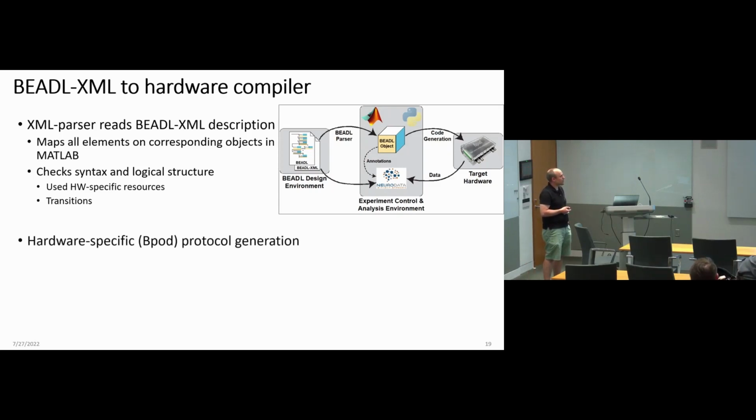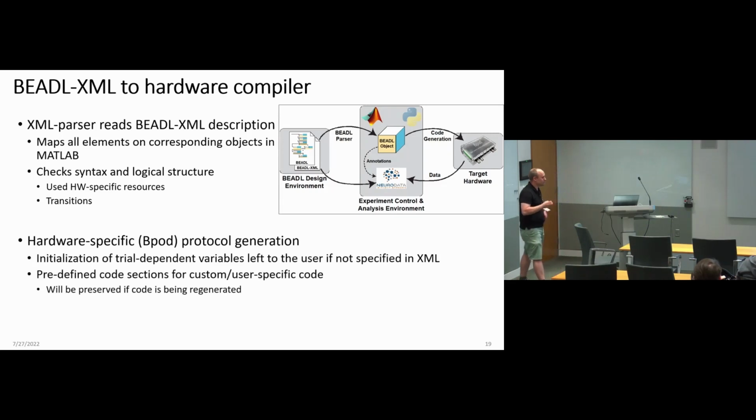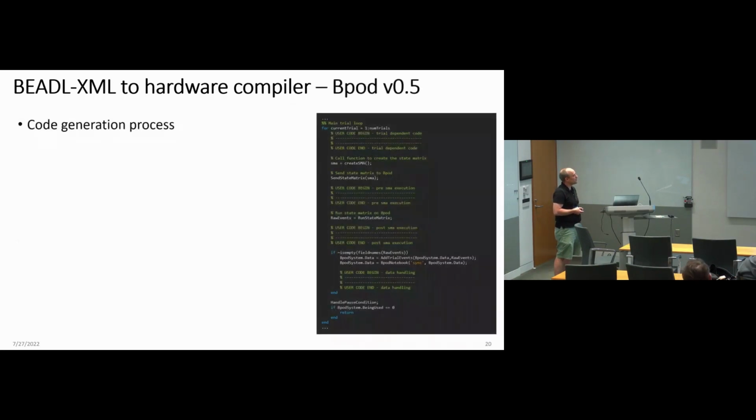So this is the idea. We're parsing the XML file, mapping it onto corresponding objects. That's currently changing, how we do that. And afterwards, we can generate the protocol, the machine code. There are specific sections in the generated code where the user can still add custom code. For example, for these trial-dependent variables that can be defined outside the trial structure, let's say we want a specific distribution for waiting times that we cannot really describe in a mathematically compact way, and we have to call specific functions for that.